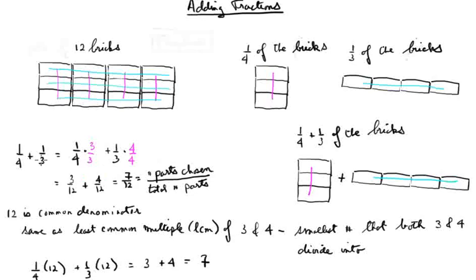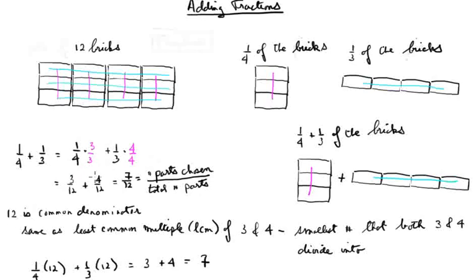And so 1 over 4 plus 1 over 3 is 7 over 12, which can be interpreted as the number of parts chosen, number of bricks in this case, 7, divided by the total number of parts or bricks, 12. So a little note here on choosing 12 for the common denominator. Essentially what we did is we translated 1/4 into 3 over 12 and 1/3 into 4 over 12.